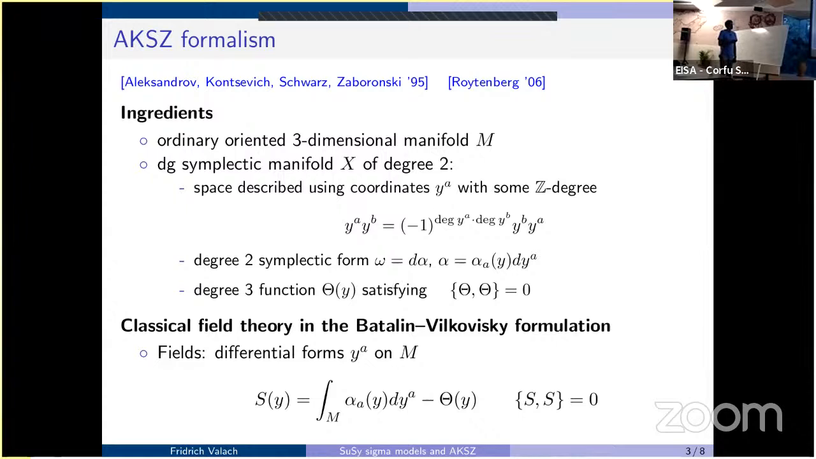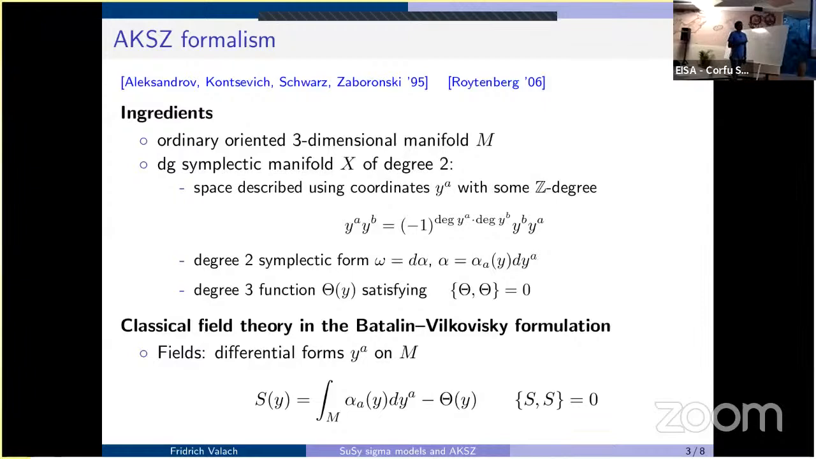In more detail, this means that you choose a space which is described using coordinates that have various Z-degree. So they are not just even and odd as you would have when dealing with supersymmetry, but they carry some Z-degree, some ghost degree if you want.